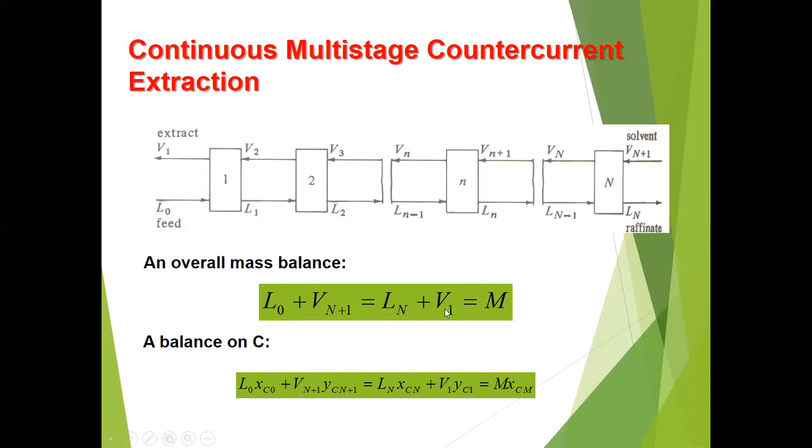What we do with each of the phases there, we multiply it with the corresponding mass fraction of the corresponding phases. So L0 will be multiplied to X sub C0, V will be multiplied to Y sub C, and then the other L and V's here will be multiplied also to the X and the Y. So X for the feed concentration and the raffinate concentration, and Y for the extract concentration and the solvent concentration. Okay, our solvent is V and our extract is also V. Our feed is L and our raffinate is L. This is our bulk phase M.